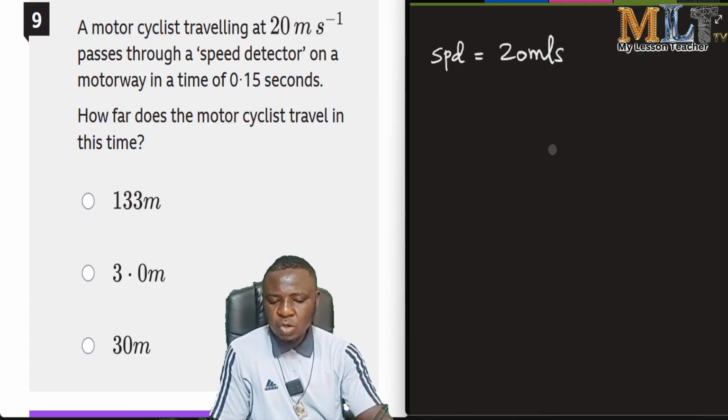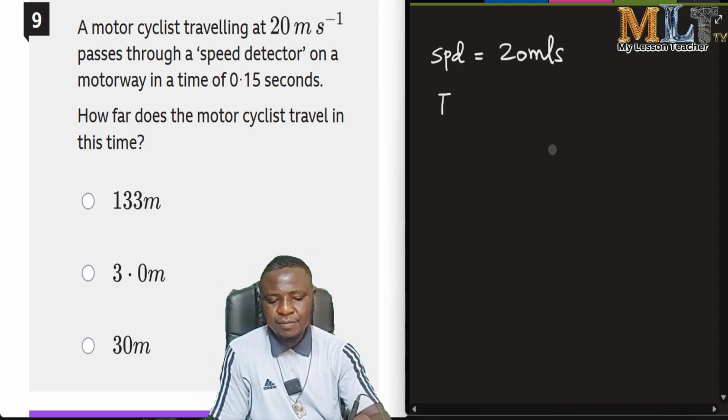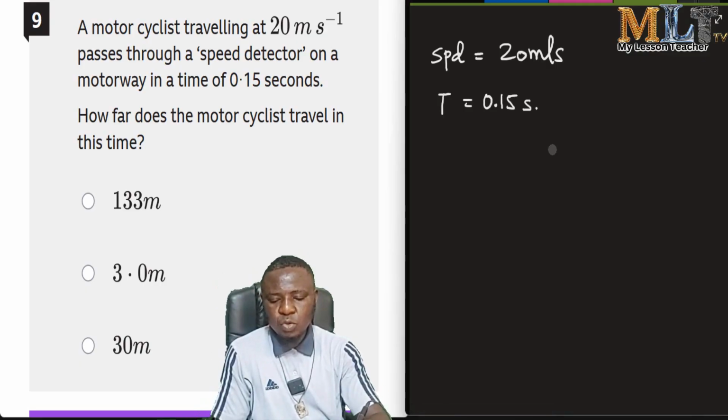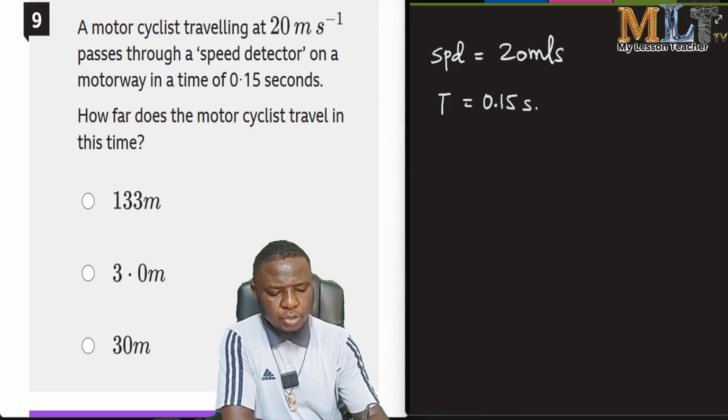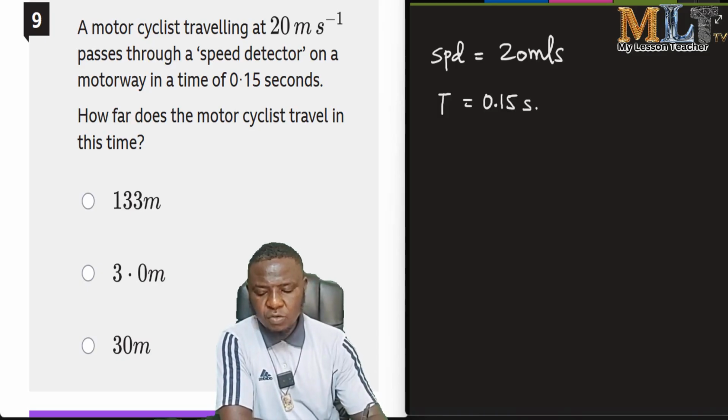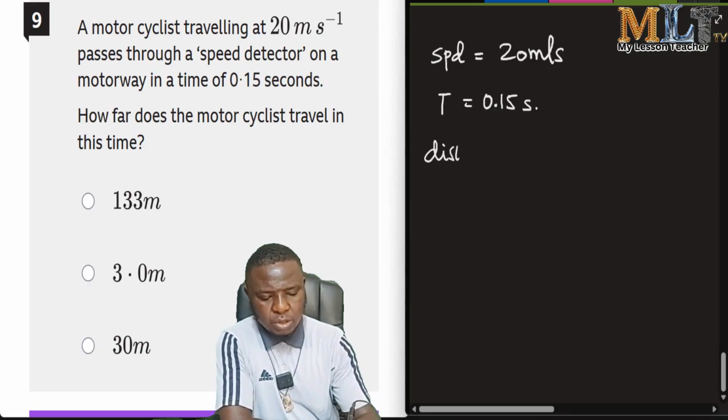Passes through a speed detector on a motorway in a time of 0.15 seconds. How far does the motorcyclist travel? So t is given as 0.15 seconds. How far does the motorcyclist travel in this time? We're talking about distance, so distance is what we are asked to find.